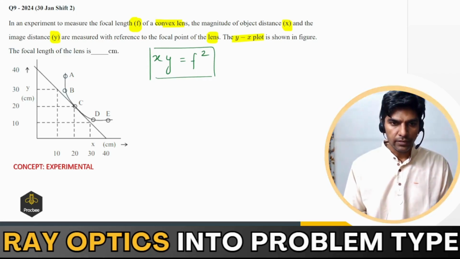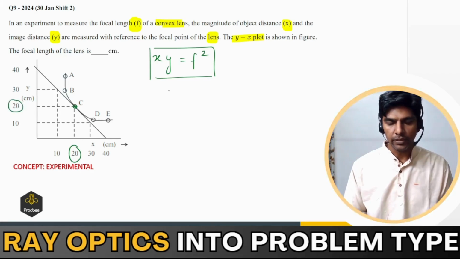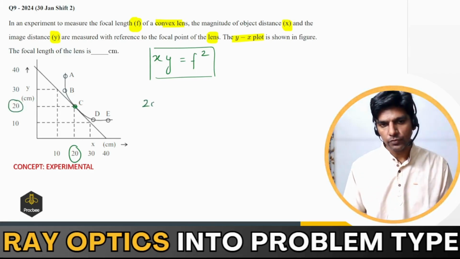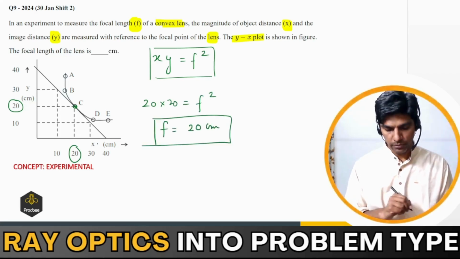If you look at the point C, we can say the value of x is 20 centimeter and the value of y will be 20. If I substitute these values, 20 times 20 is equal to f square. So we can say the focal length is nothing but 20 centimeter, right? So just remember this formula.